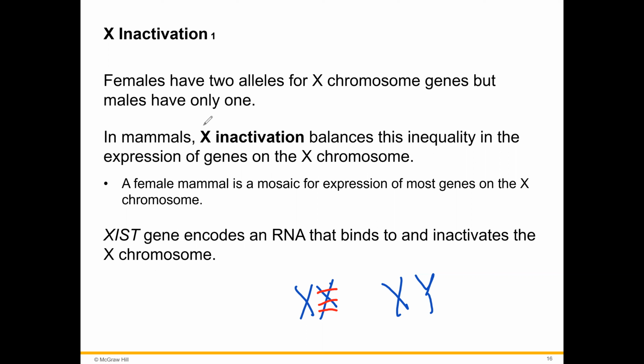In mammals, X inactivation balances this inequality in the expression of genes on the X chromosome. A female mammal is mosaic for expression of most genes on the X chromosome. So we have the XIST gene that encodes an RNA that binds to and inactivates the X chromosome. So we have this gene that makes a special RNA, and it binds to this X chromosome and inactivates it.